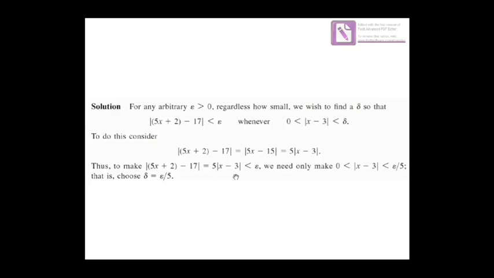We want to rewrite this as absolute value of x minus 3. So if we divide both sides by 5, we get absolute value of x minus 3 less than epsilon over 5. So we choose our delta here: choose delta equal to epsilon over 5.